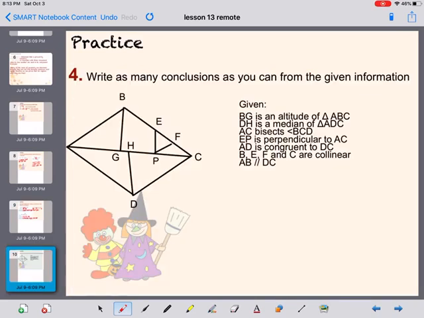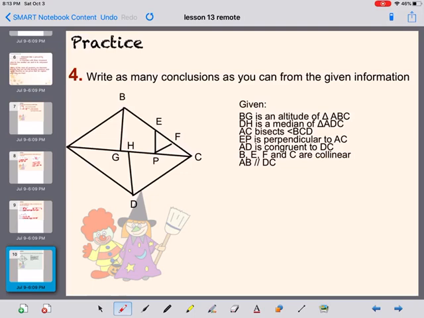Last practice question here. A lot of givens, write as many conclusions as you can from the given information. Take a moment, mark up the picture for yourself, see if you can come up with a couple different conclusions. There's quite a few. So I'm going to start by marking up my picture. Hopefully you did the same. Hopefully you're starting to realize that marking things up really helps.